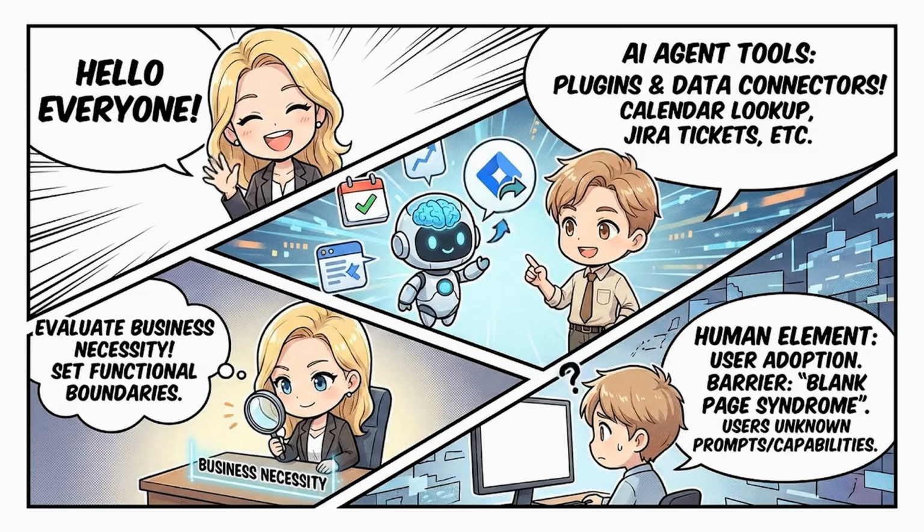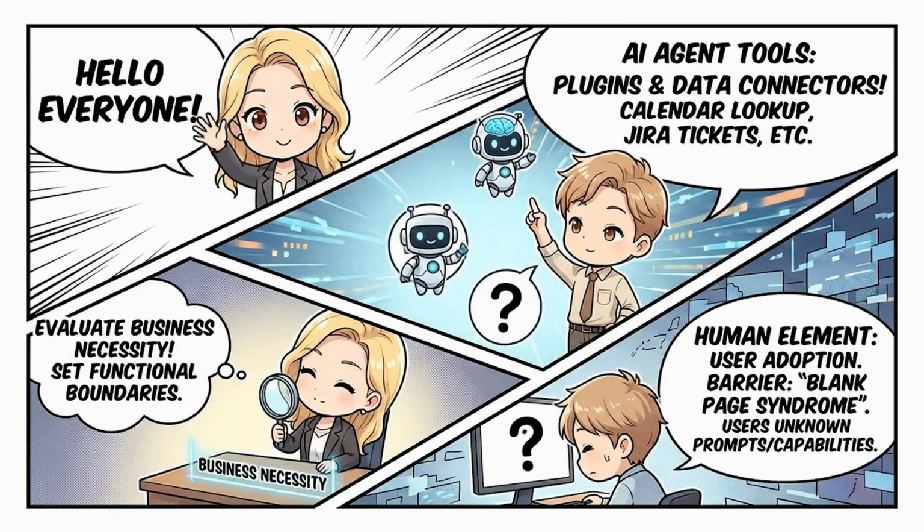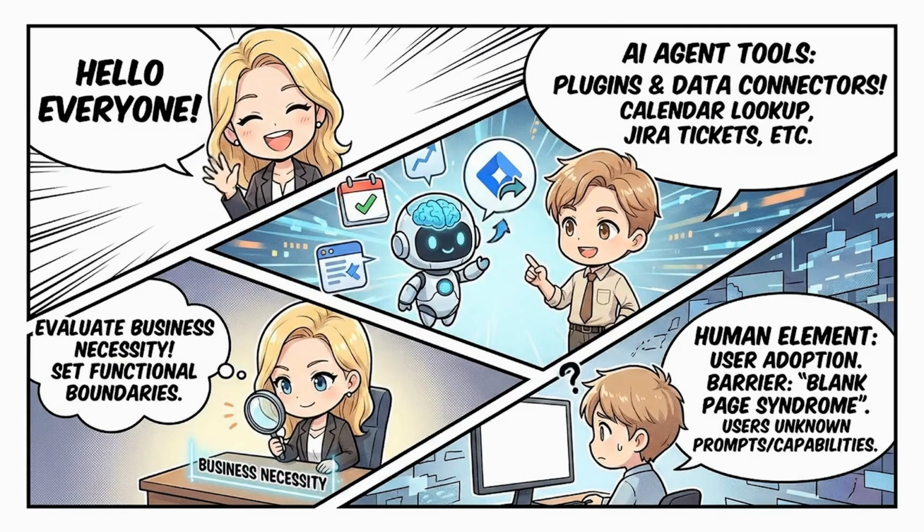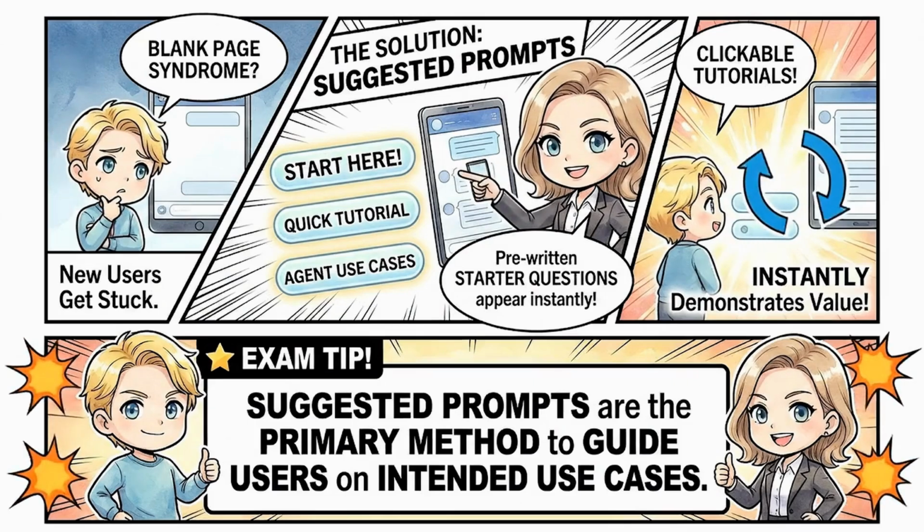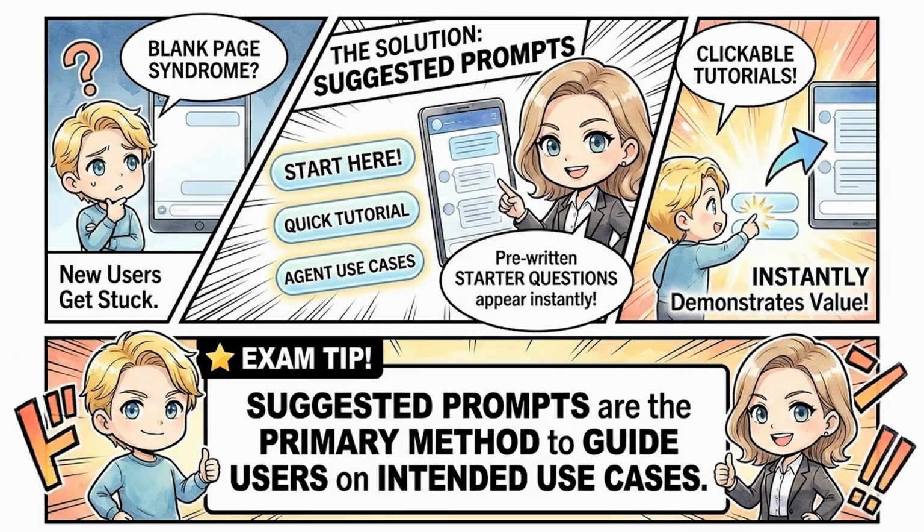Once the agent's functional boundaries are set, you must directly address the human element, user adoption. The primary barrier to entry for generative AI in the workplace is the blank page syndrome. Users often don't know how to phrase a prompt or what the agent is capable of. This is effectively solved by configuring suggested prompts. These are pre-written, highly optimized starter questions that appear as clickable buttons directly above the chat input field the very first time a user opens the agent.